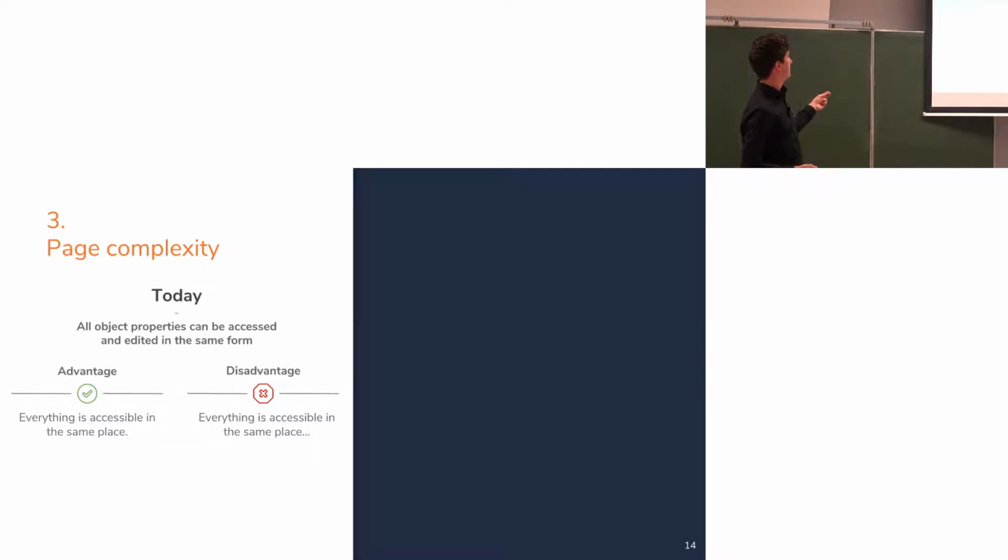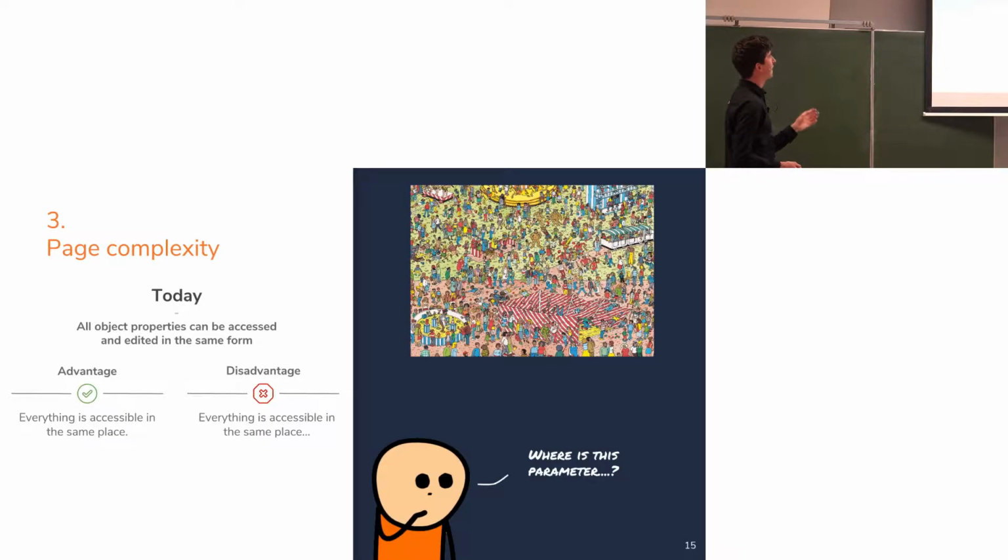So there is an advantage. If we want to see a parameter or information about a directive, we know that we just have to open this long form. But the disadvantage is the same. Everything is accessible in the same place. So we know that this specific parameter is located inside this long form, but we don't know exactly where. Every time Mike has to find a parameter's value, he feels like he is playing Where's Waldo?